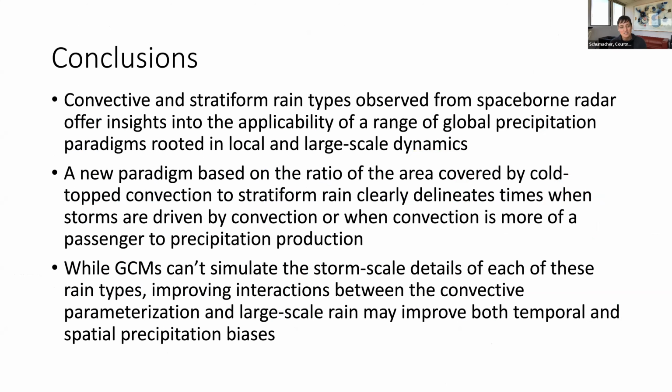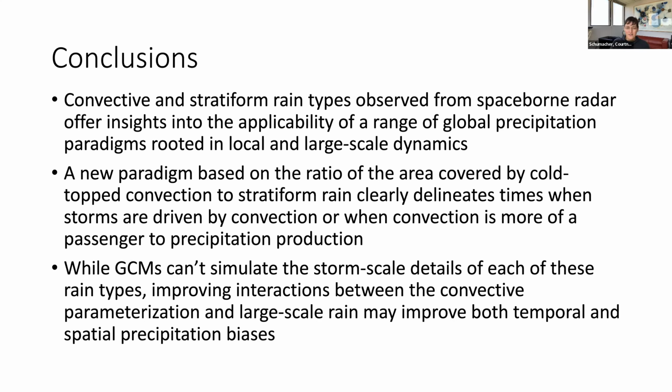I'll put my conclusions up, but just briefly, hopefully these mostly DPR maps of these convective and stratiform rain types, linked to the different paradigms, have been interesting to you. I've gotten you to think about how you can apply these paradigms in more interesting ways. I have this new paradigm that I think is very crisp. I was really shocked about how crisp this ratio between the convective and stratiform areas, the cold convection, is in delineating these storm types, the more convective versus more stratiform driven storms across the globe.